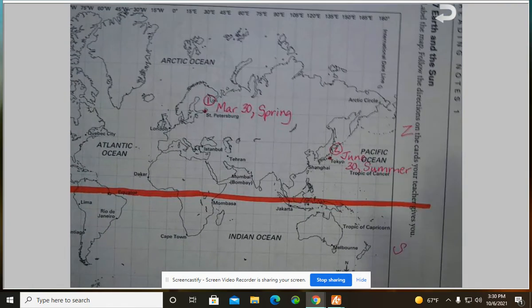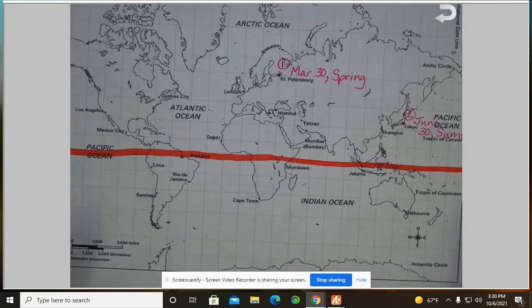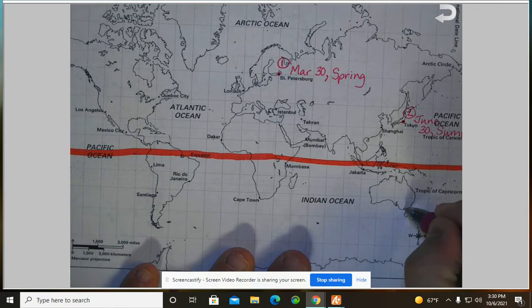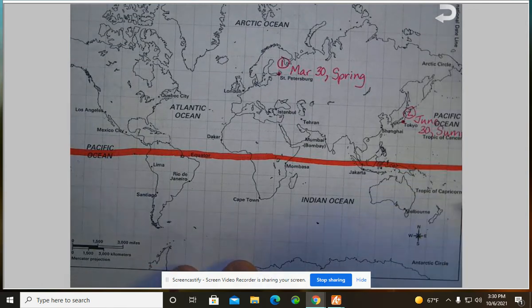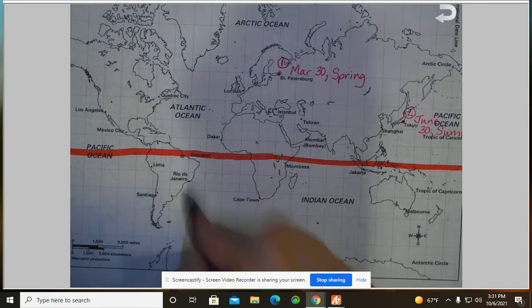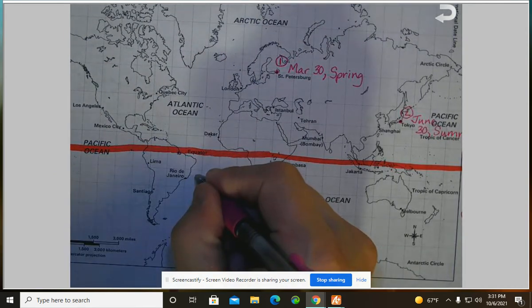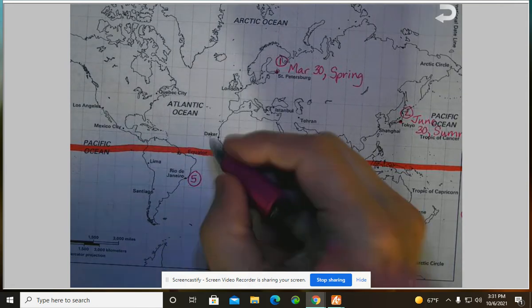Let's skip. I would like you to do 3, 4 by yourself, but let's skip to number 5. Let's show the whole map. It is summer in Melbourne, Australia. Label the season in Rio de Janeiro, Brazil. So in Melbourne, it is summertime. Rio is also in the southern hemisphere, which means that they have the same season at the same time. So Rio would also be summertime.